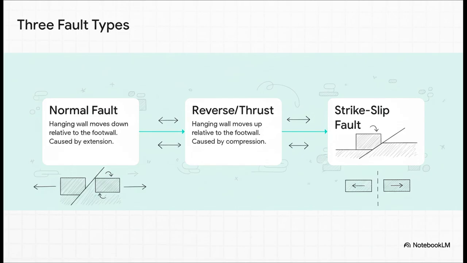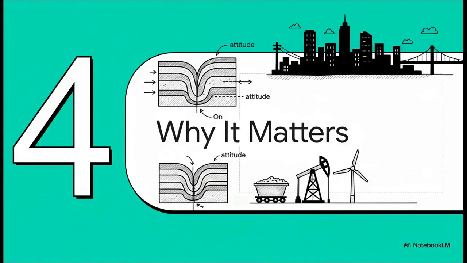So how these blocks move tells us exactly what kind of fault we're looking at. There are three main types. First, you have a normal fault. This is when the Earth's crust is being pulled apart. That's tension. The hanging wall slides down. Next, a reverse fault. This happens when the crust is being squeezed together. That's compression. The hanging wall gets pushed up. And finally, when the blocks just slide horizontally past each other, like cars on a two-lane road, we call that a strike-slip fault.